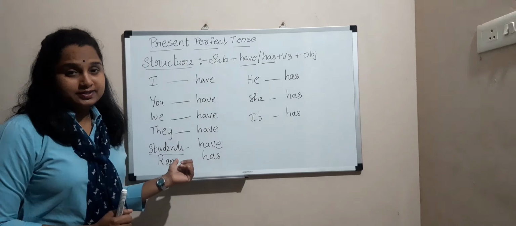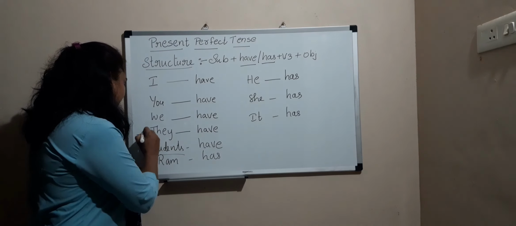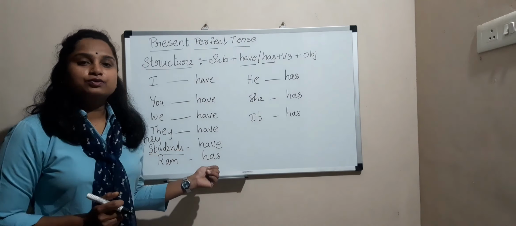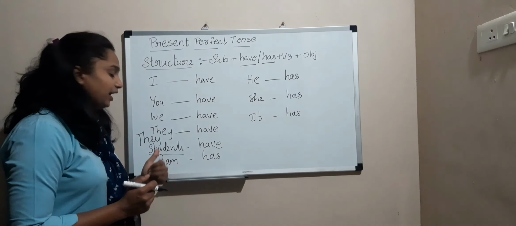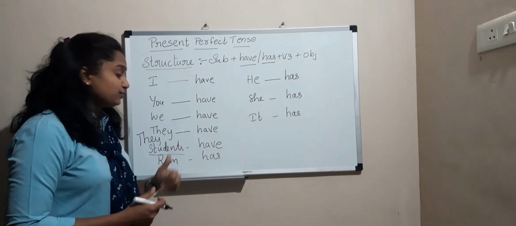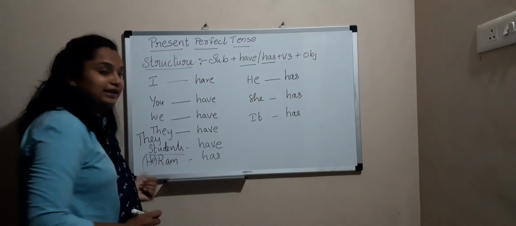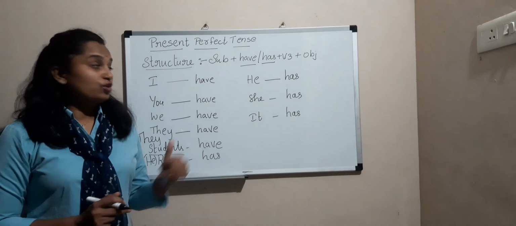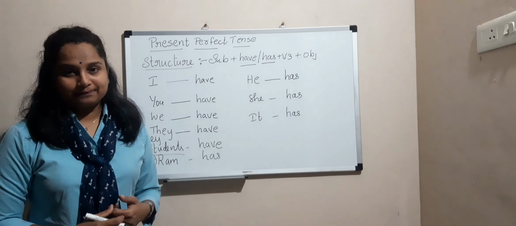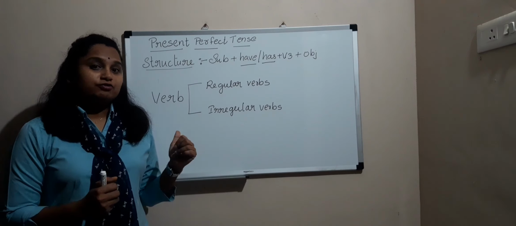Students, it's a plural noun. So it denotes pronoun they. So for students, we use have. And Ram is a singular noun. So we use has. He. Ram. He. So this is how we use helping verbs according to the pronouns. Remember this.